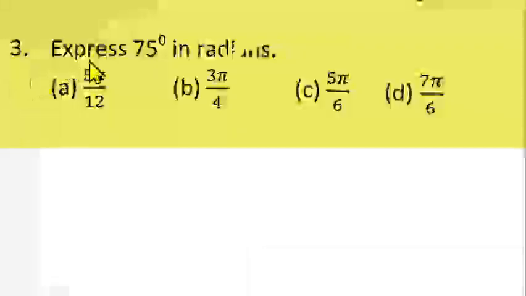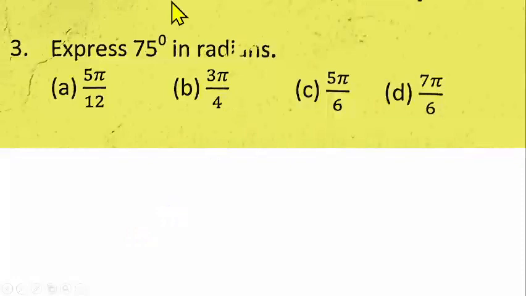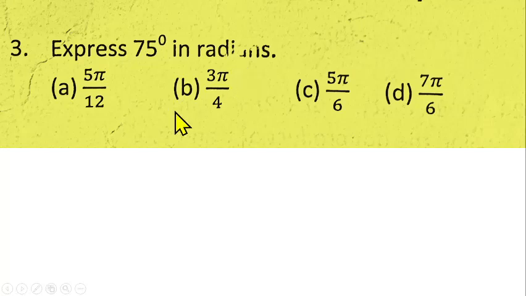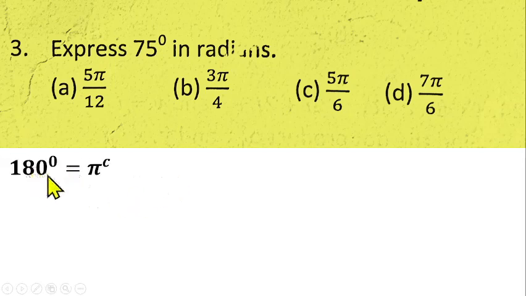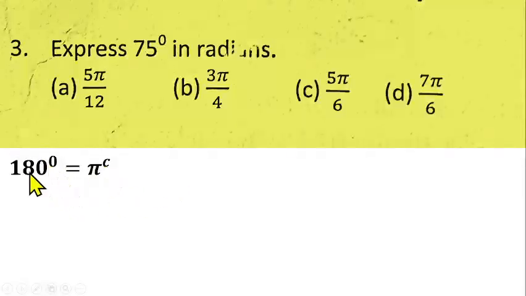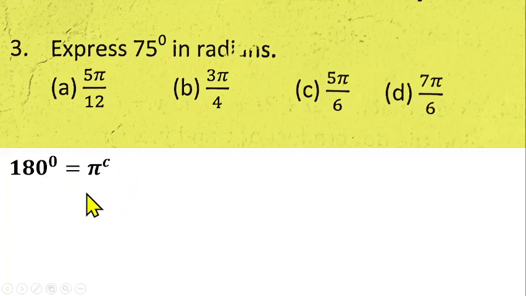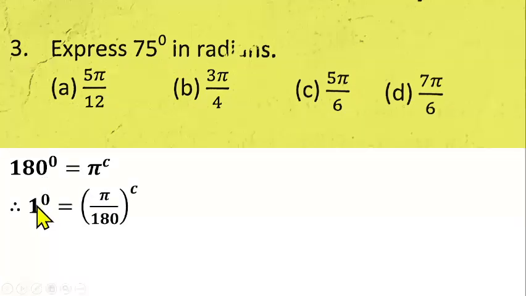Question number 3 is from the trigonometric ratio. In this case, you have to convert an angle from degrees to radians. So of course we need to know the conversion rate between degrees and radians. 180 degrees will give us pi radians, and we have 75 degrees. So that means we need to know what 1 degree will be in radians.